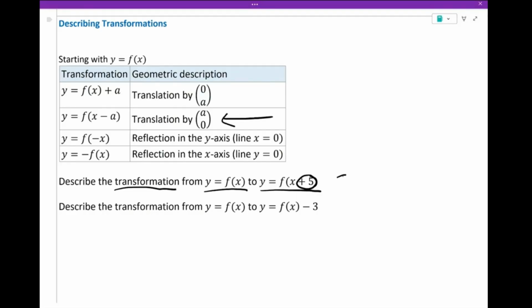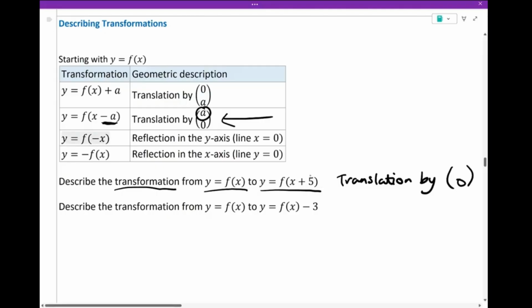Okay, we're looking at a translation. So I need to write that word out first, and then I need to say by whatever vector you think it is. Okay, so in this translation, the vertical component is always 0, so I can write that in. I just need to figure out what a is going to be. Well, if we look at how a relates to the equation, it says negative a in the bracket, so therefore the positive 5 would be the negative a. So the positive a, which is what I want for my horizontal component of my vector, that would be negative 5, okay? We'd do opposite sign. So that would be the final answer to the first one.